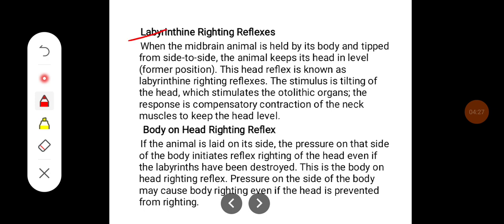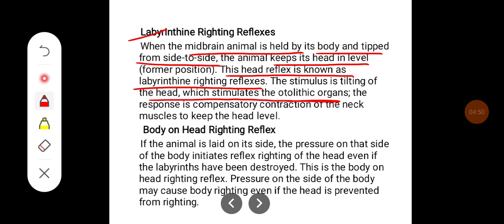Labyrinthine righting reflexes. When a midbrain animal is held by its body and tipped from side to side, the animal keeps its head level, that is, in the former position, and this head reflex is known as labyrinthine righting reflex. The stimulus is tilting of the head, which stimulates the otolith organs, and the response is compensatory contraction of the neck muscles to keep the head level.